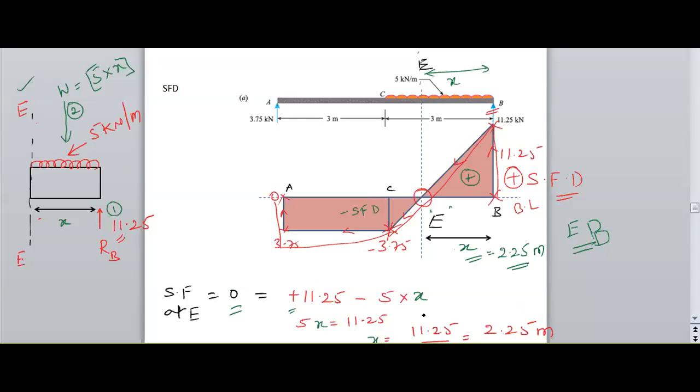We have found it. Why do we need to find this here? From the previous discussion, if the sign changes from positive to negative or negative to positive in the shear force diagram, at that location only we get the maximum bending moment. The maximum bending moment will occur at E only.